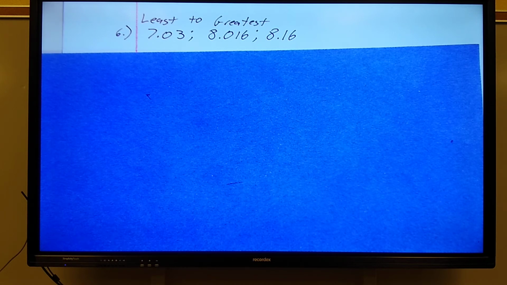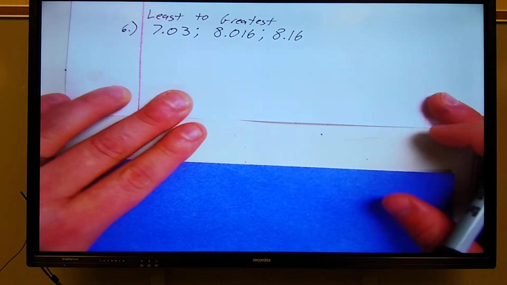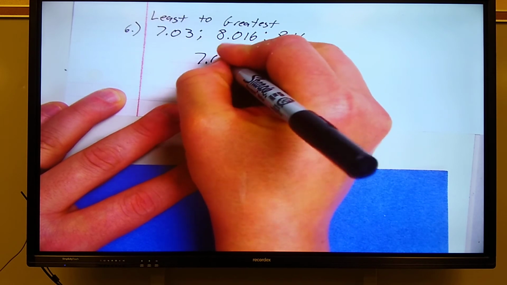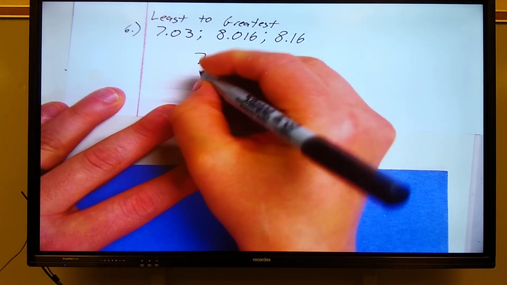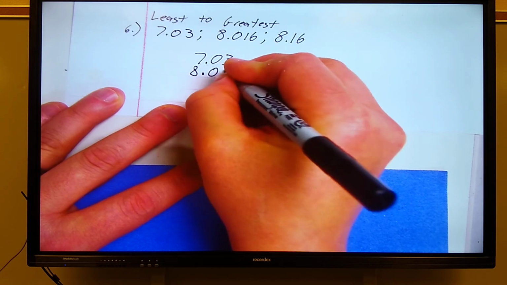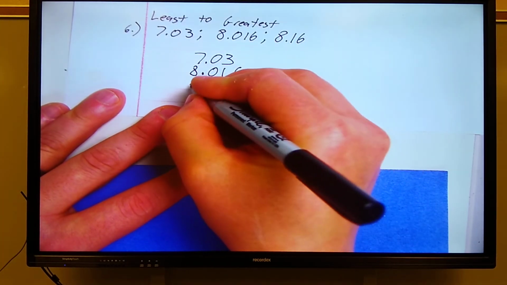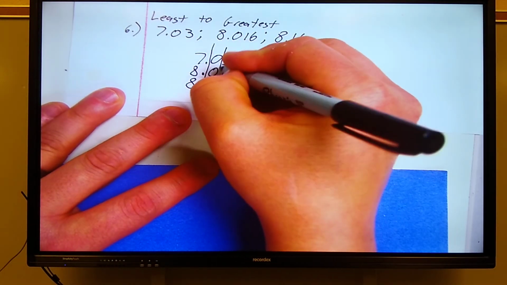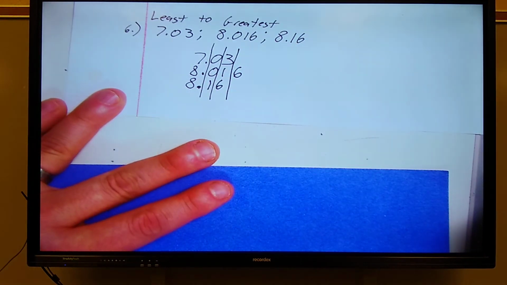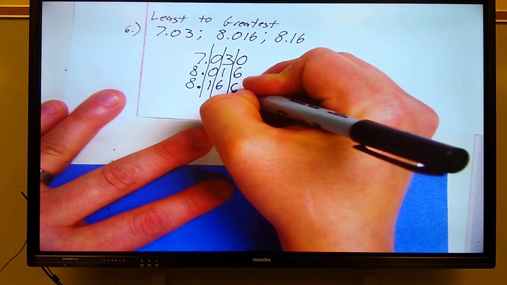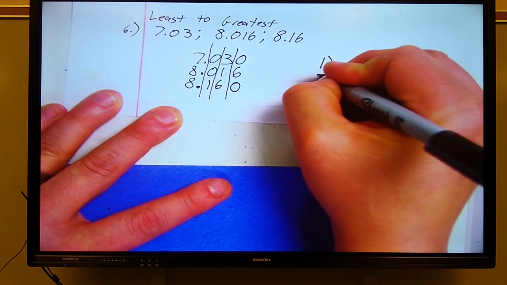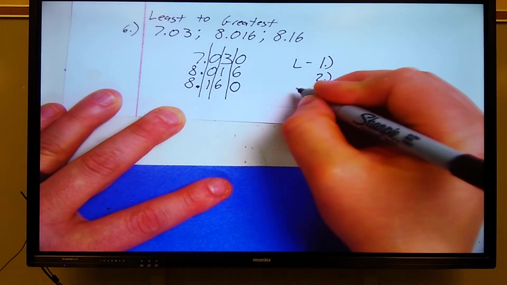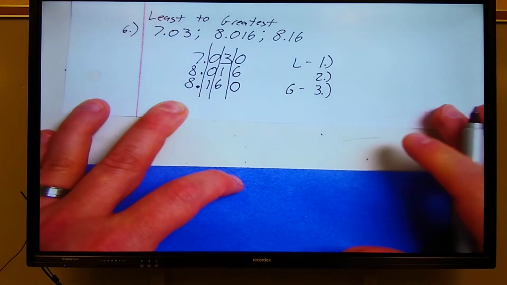All right, let's see how bad or good you did. Take the first number. The second number, make sure you line up the decimals. The third number, make sure you line up the decimals. Divide it up into columns. I have some blank spaces. I'm going to put zeros there. This is the smallest number or the least. This is the greatest number or the biggest number.